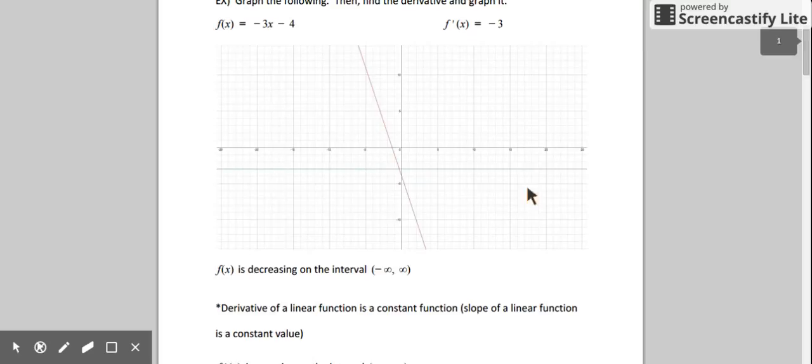So derivatives are always a degree less than the original function because of that power rule. So a degree less than 1 is just going to be this constant number.